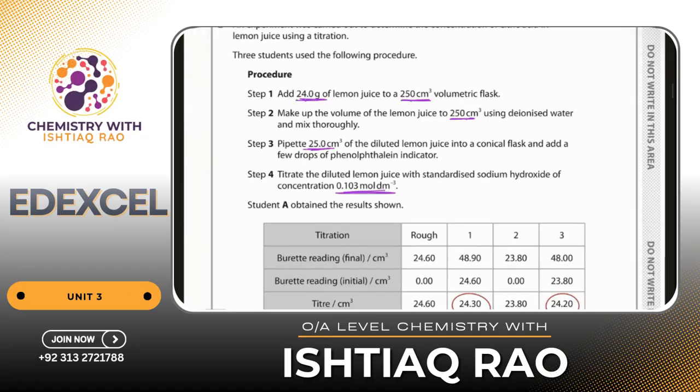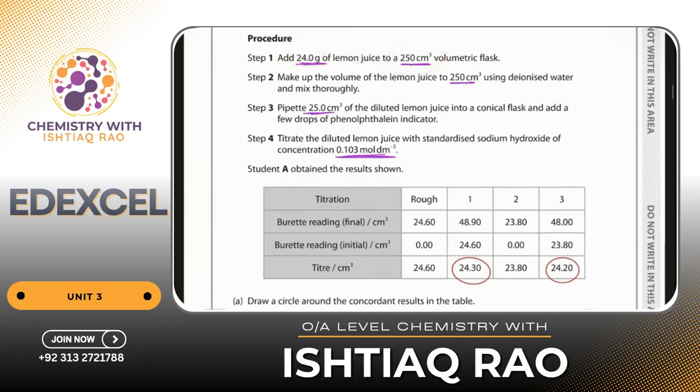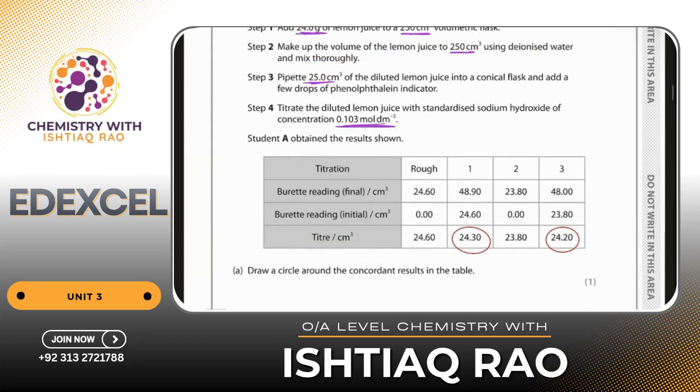Question number two, an experiment was carried out to determine the concentration of citric acid in a lemon juice using a titration. Three students use the following procedure. Procedure one, step one, add this much grams of lemon juice to a 250 cm cube volumetric flask. Make up the volume of the lemon juice to 250 cm cube using deionized water and mix thoroughly, and then pipette 25 cm cube of the diluted lemon juice into a conical flask and add a few drops of phenolphthalein indicator. Titrate the diluted lemon juice with standardized sodium.